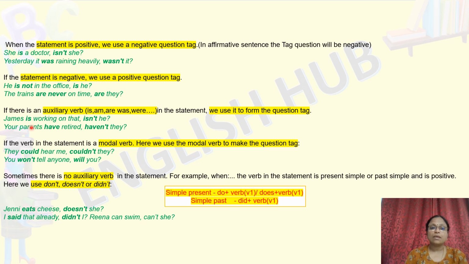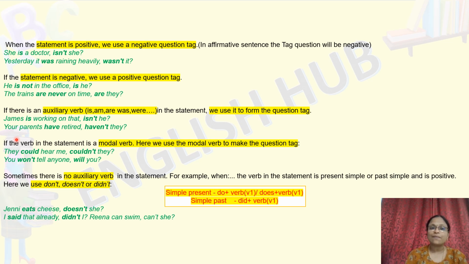Isn't he? Is is the auxiliary verb we have taken here. Since the statement is positive, we have added not, the short form of not. It is isn't, and the pronoun he. Your parents have retired. Haven't they? Have is the auxiliary verb. Since the statement is positive, we added not, haven't. And we cannot write haven't your parents. Instead of that, a pronoun is to be used.